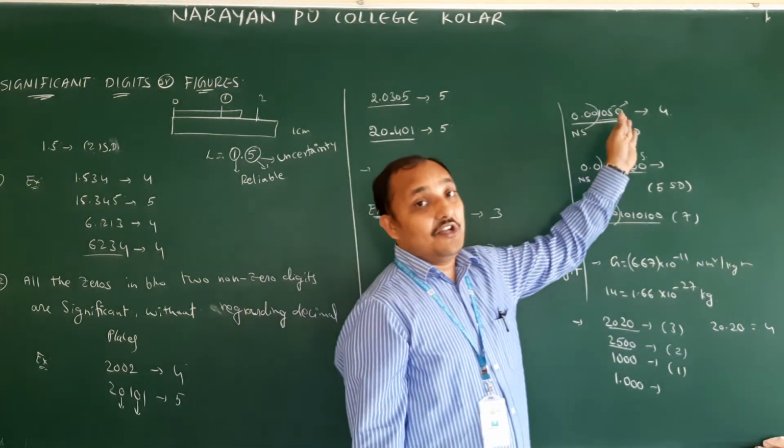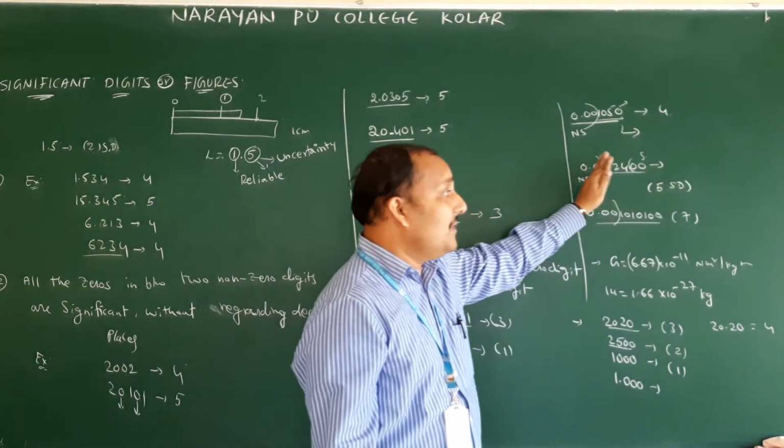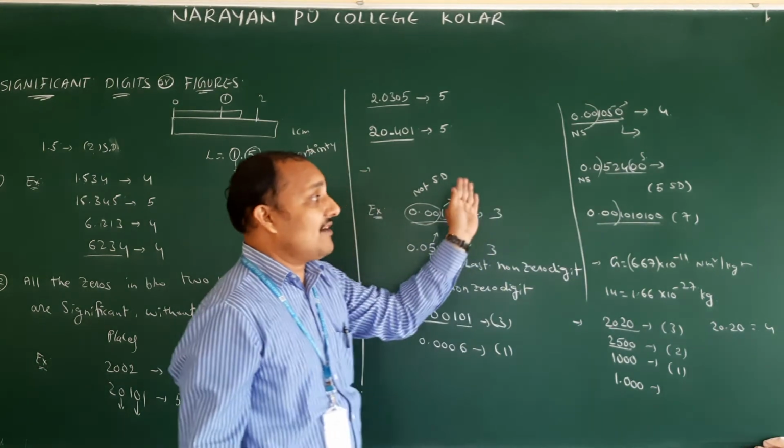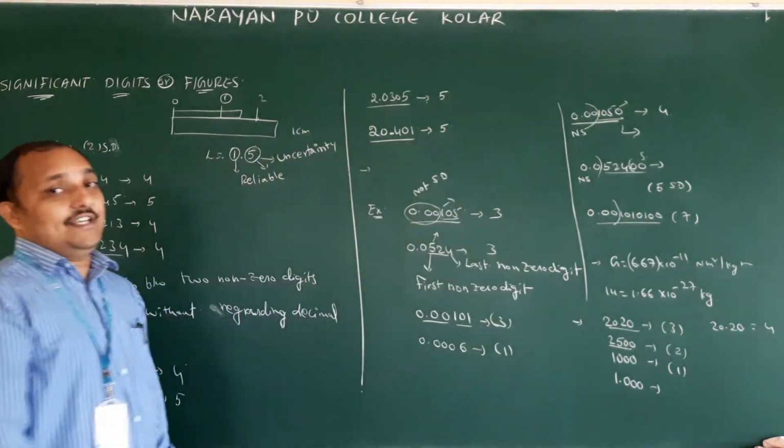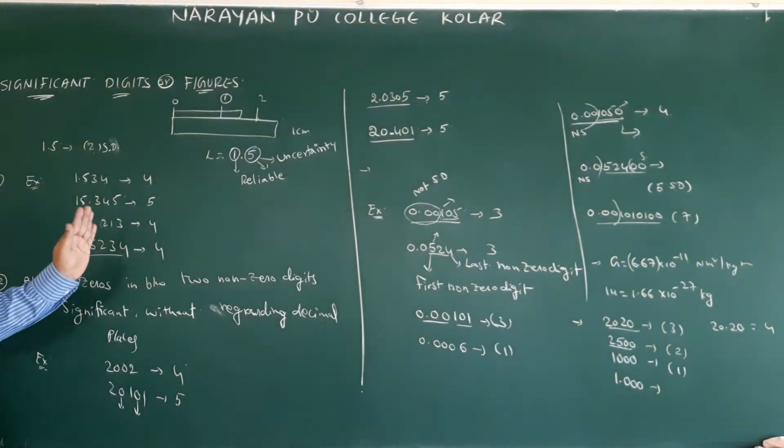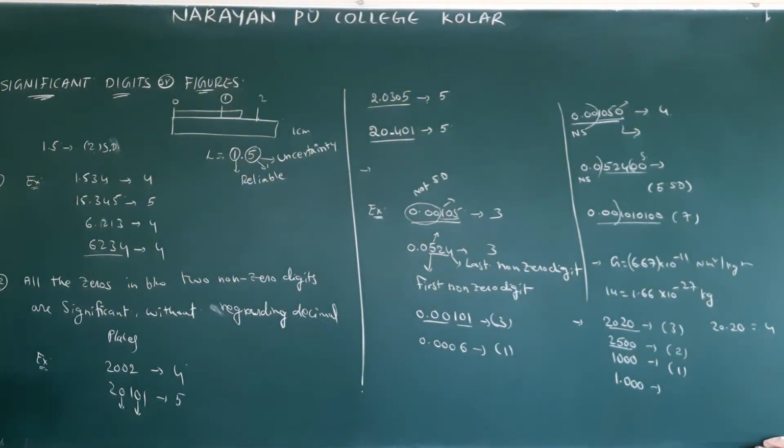With decimal places, the last zeros are significant. Zeros before the first decimal place, and zeros after the decimal point but before the first non-zero digit, are not significant. Okay, these are the rules to tell how many significant digits there are in a number. Now we will see some examples from our textbook.